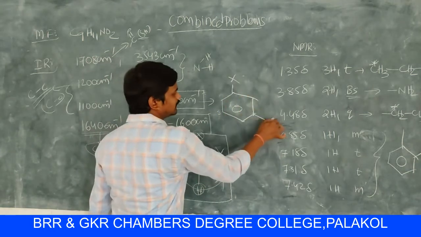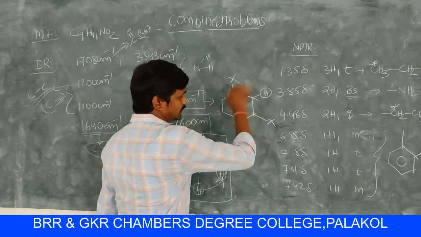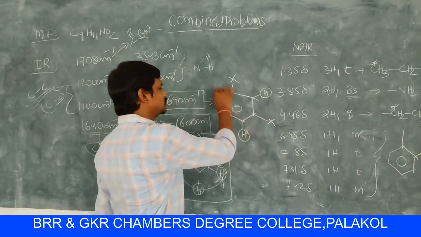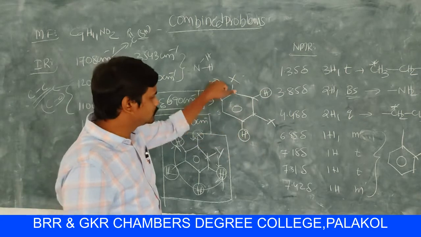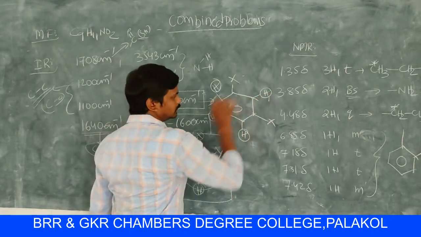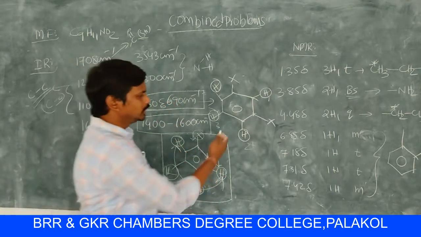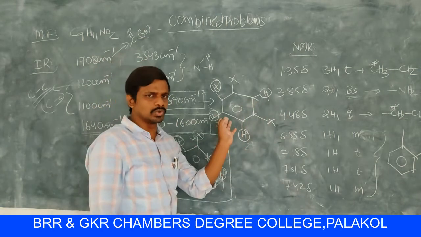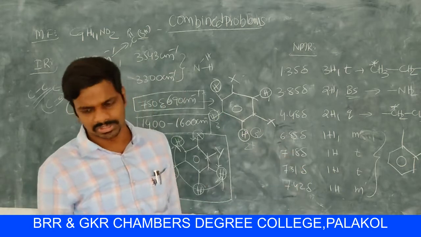Here in meta symmetrical disubstitution we have only 3 environments of proton, because this hydrogen is 1 environment, the hydrogens adjacent to each substitution, these two hydrogens, are a second environment, and again this hydrogen is a third environment. So if the benzene ring is meta symmetrical disubstitution, then it produces only 3 proton NMR signals, but in the NMR we have 4 NMR signals.